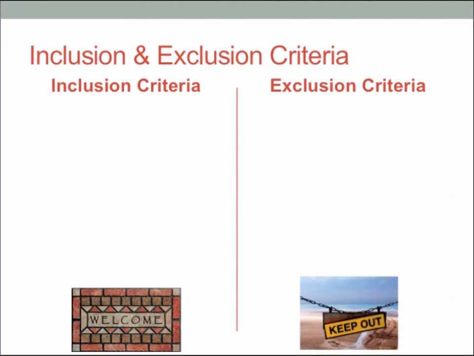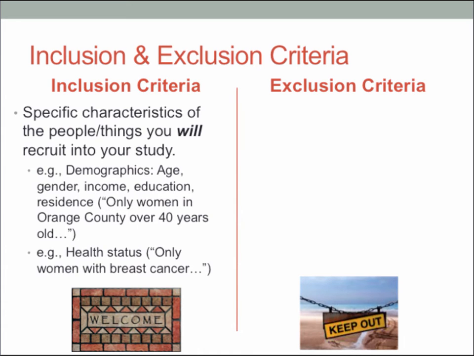So now that you've completed homework 2, you need to start thinking about who is going to be actually in your sample and the idea of inclusion and exclusion criteria. And so our inclusion criteria are going to be the specific characteristics of the people or the things which we will learn are called your observation units. The specific characteristics of your observation units you will recruit into your study. For example, demographics, and then the actual health status in itself, whatever you're looking at.